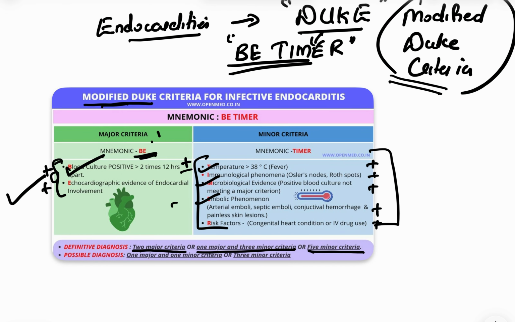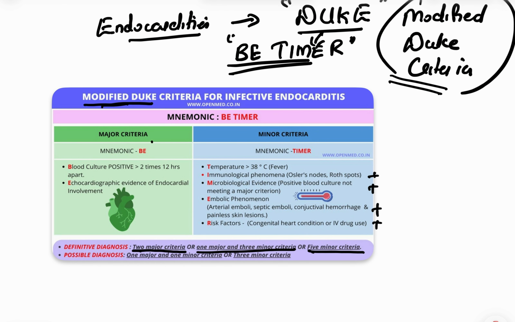And the patient has not got any positive in the major criteria, but all 5 criteria in the minor criteria, if they are all positive, then the patient has got a definitive diagnosis of endocarditis. Okay. And this is the definitive diagnosis that the patient is going to be diagnosed as endocarditis.